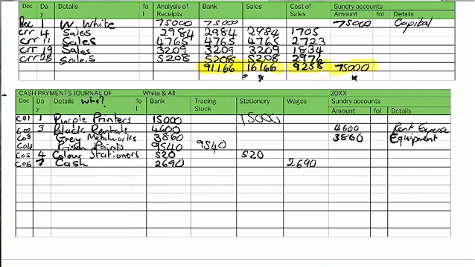Right? We work with the double entry principle. Have you guys heard that before? Yes, no, maybe? Yes, have you? Okay. Every time we have a transaction, it affects two accounts. Okay?